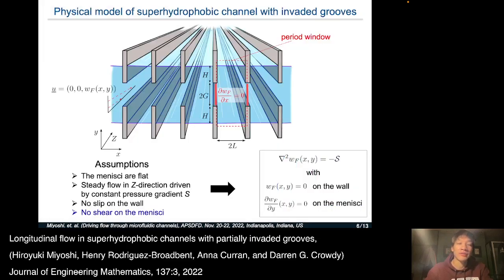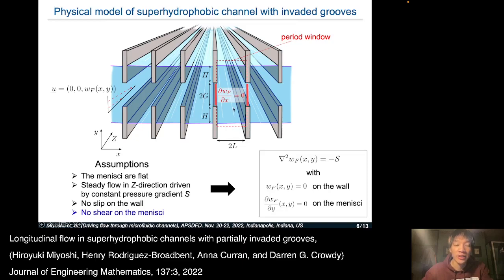Now, I would like to talk about a physical model of the superhydrophobic channel with embedded grooves. Because of the periodicity, it is enough to consider the flow in this period window. We assume that the menisci are flat and the steady flow in the z direction is driven by a constant pressure gradient S. And following the previous studies, we assume a no-slip condition on the wall and a no-shear condition on the menisci. Because of these assumptions, W satisfies the Poisson equation with two boundary conditions on the wall and on the menisci.